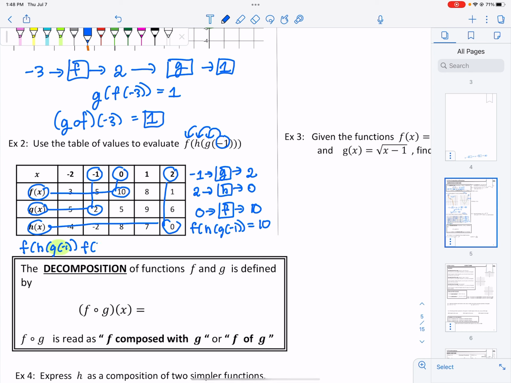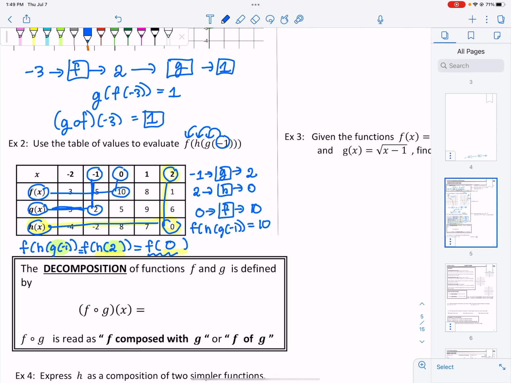So f of h, g of -1 is a 2. Then we figured out what h of 2 is. H of 2 is 0. So we replace h of 2 with 0.